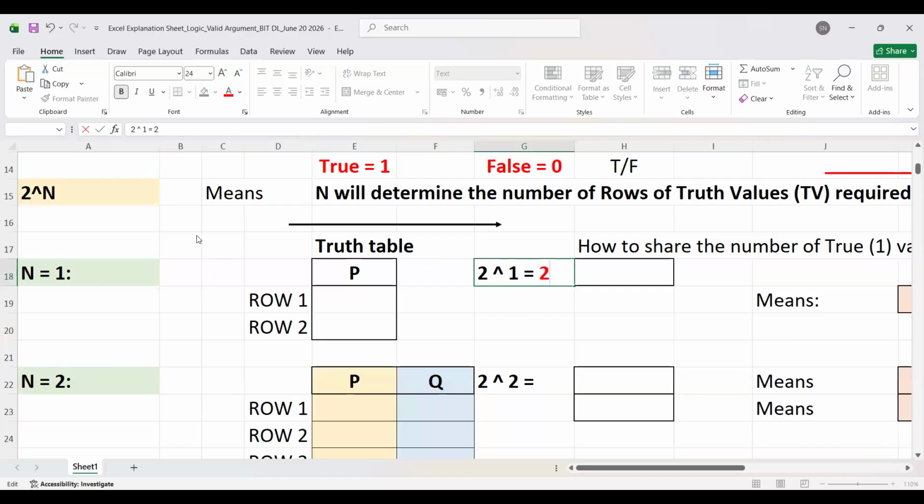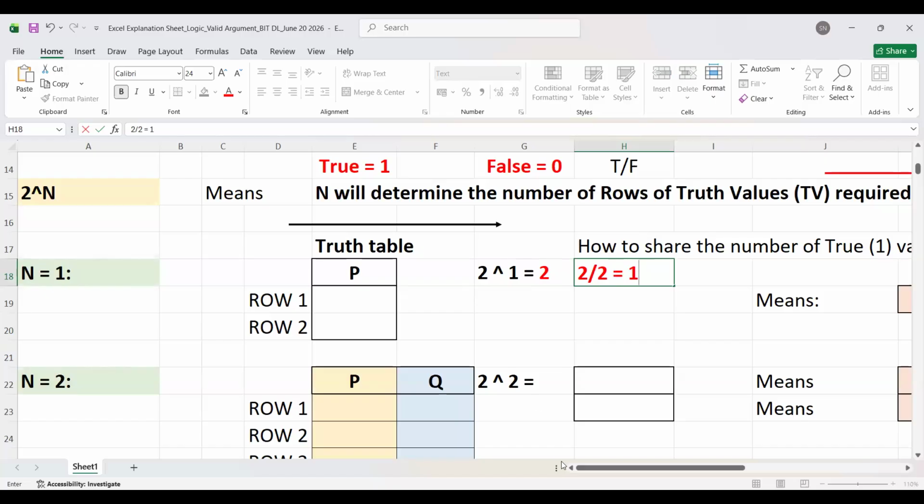So it means that when you have one statement like P, Kate is a doctor, or today is Monday, it is supposed to give you 2 possible truth values. Now, how do you determine the truth values of this statement? That is a technique I want to share with you this morning. It's now afternoon, early afternoon. So you take the result of 2 raised to the power n and divide it by 2. The answer you get is going to tell you how to share the true or false. So 2 divided by 2 will give you 1.